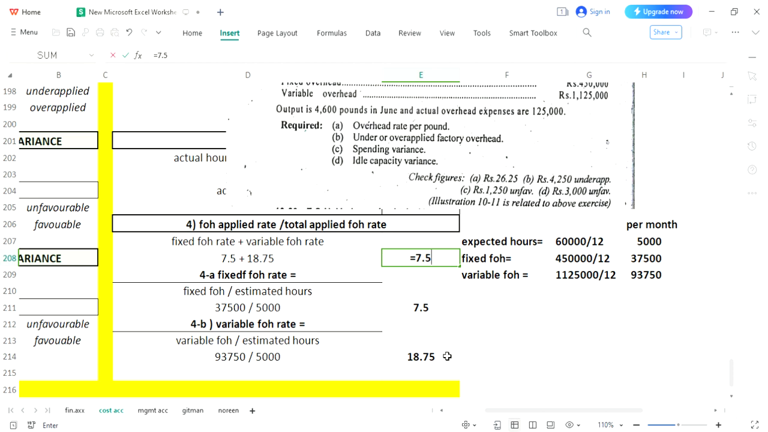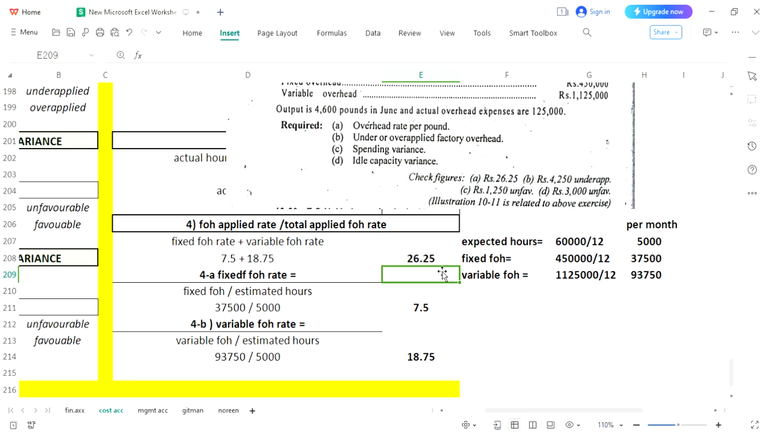So 7.5 will be added to 18.75. So we have our applied FH rate. So the first requirement was the rate, and the rate we have calculated is 26.25. The answer is given over here. So the first requirement has been completed, 26.25.